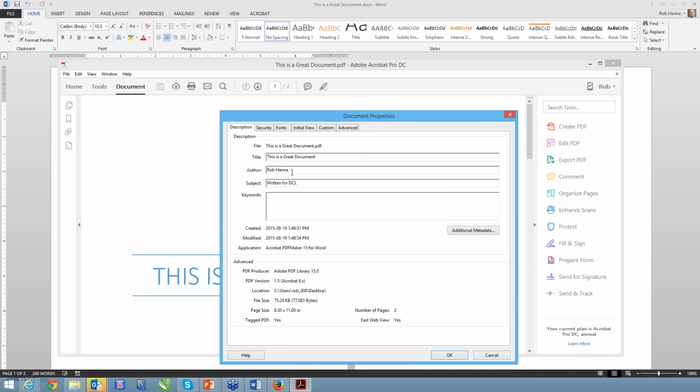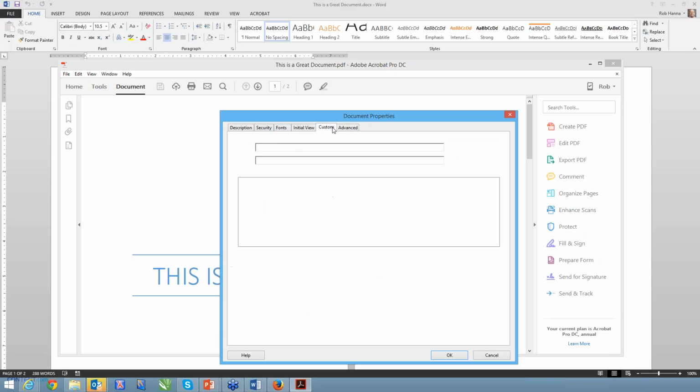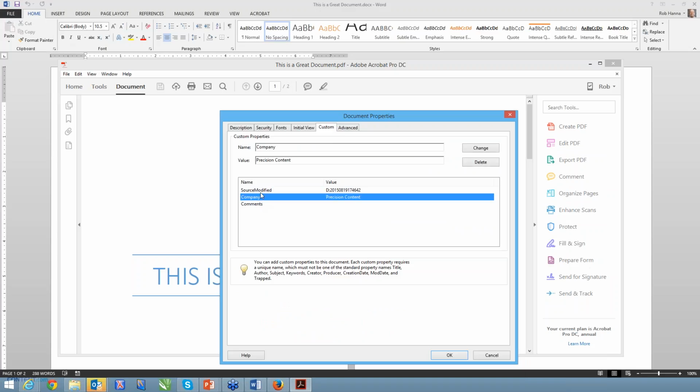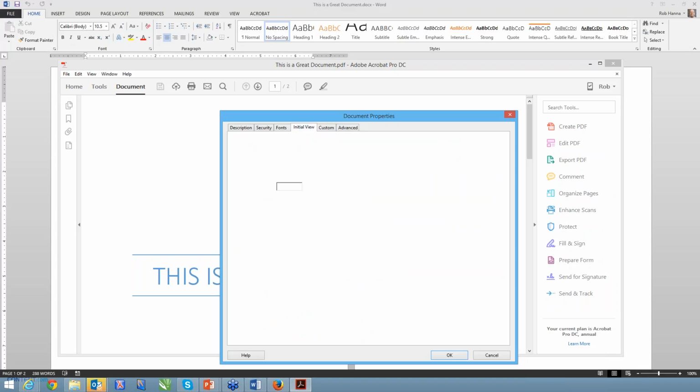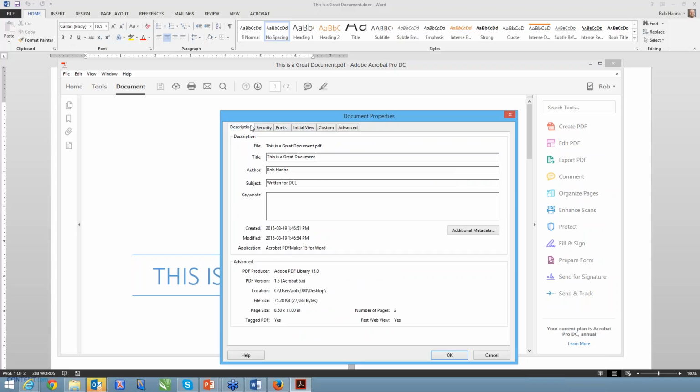So we see it brought over the title, it brought over the author, it brought over the subject, which was the subheading in the previous document. So it doesn't look like it quite brought everything over, although it did bring over the company name, Precision Content, and the date that it was modified, which is very good. So we can see that it brought it over. It relabeled some of this metadata, interestingly. It brought over some metadata that we didn't even necessarily expect that it would bring over. So that was very good.